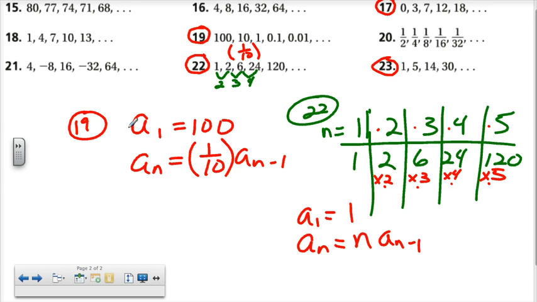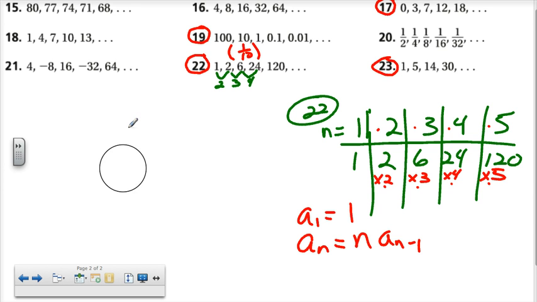And again, it wouldn't hurt to put the parentheses in there, but we kind of drop those later on when we know what we're doing. Because if you know algebra, you know that two things sitting right next to each other tells us that they're being multiplied. All right, number 23.